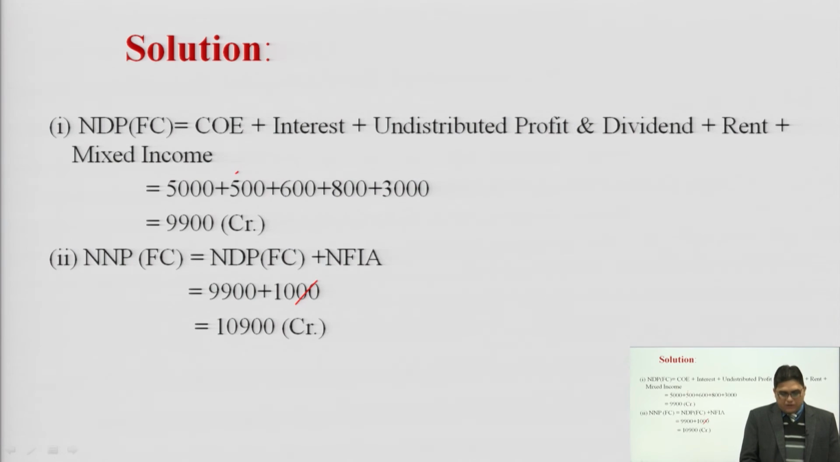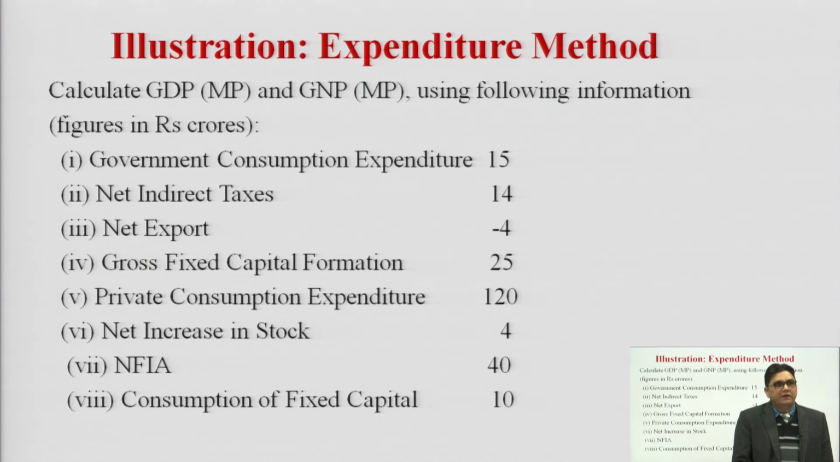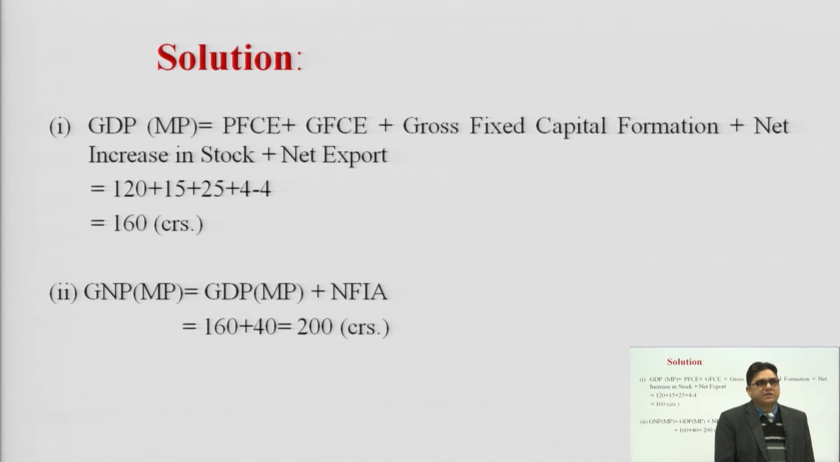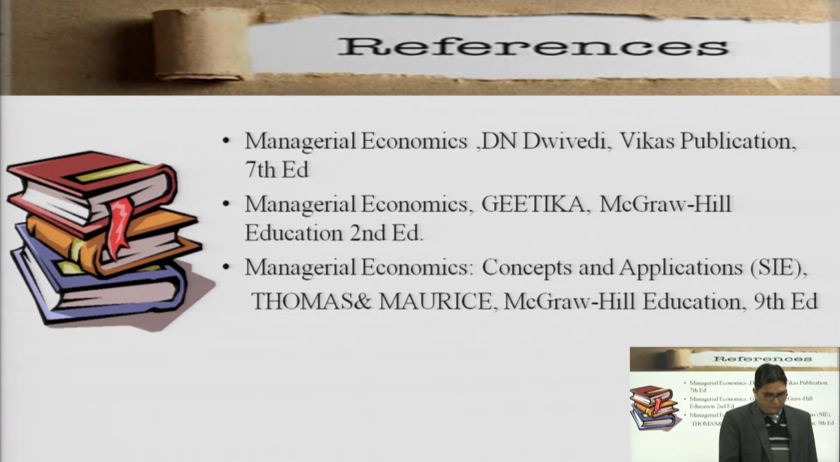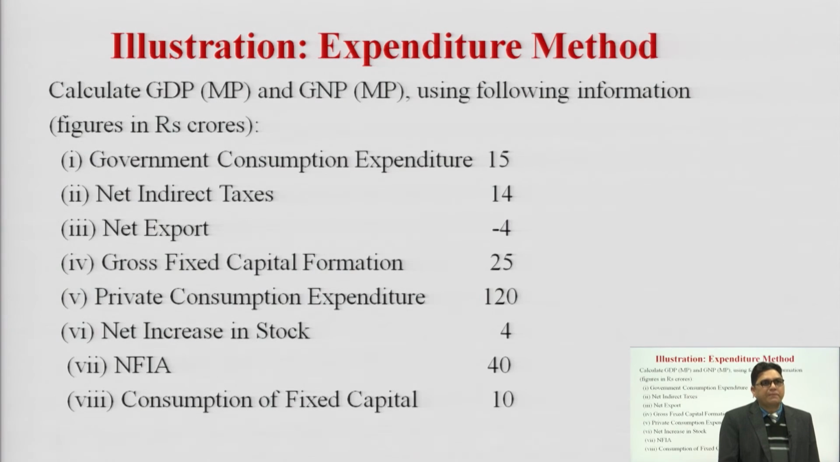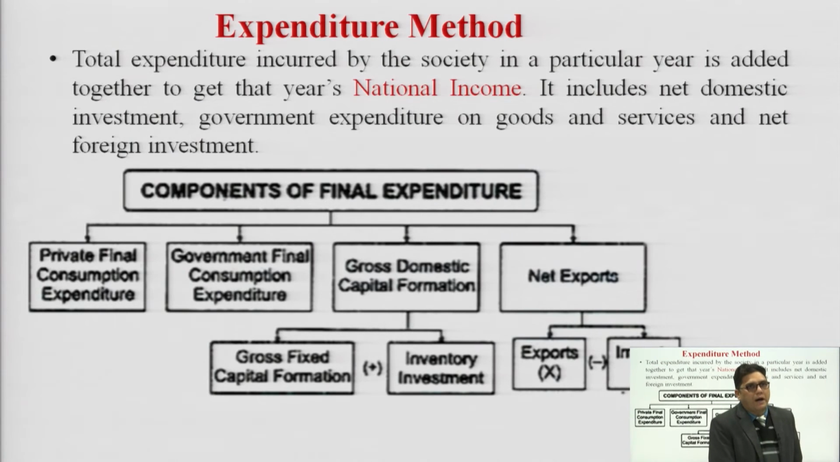Next, it is the expenditure method. In the expenditure method, we need to calculate the expenditure made by all on all the items. The total expenditure incurred by the society in a particular year is added together, and that is the year's national income. It includes net domestic investment, government expenditure on goods and services, and net foreign investment.